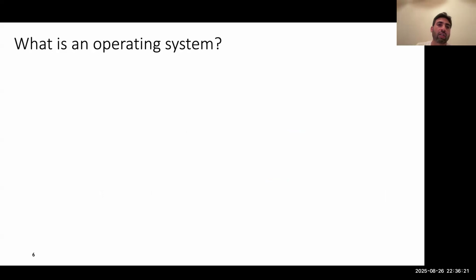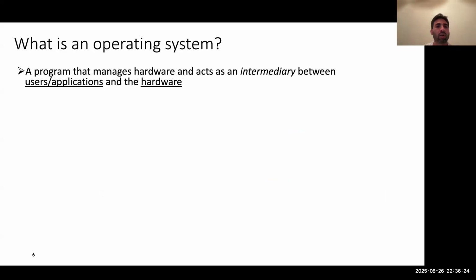So if I ask, then what is an operating system? Or how can we define an operating system? An operating system is a program which is responsible for managing the hardware, and it acts as an intermediary between users or applications and the hardware, right? If we don't have an operating system available, then it will be extremely difficult to manage the hardware, and it will be like a nightmare to manage multiple applications running on the same hardware.